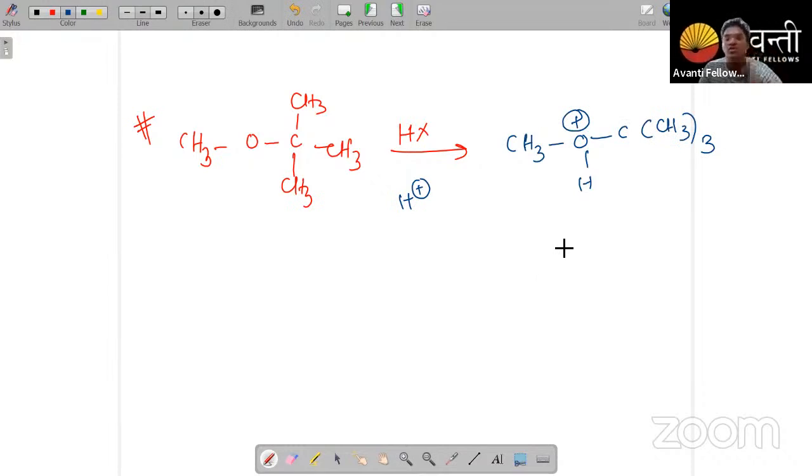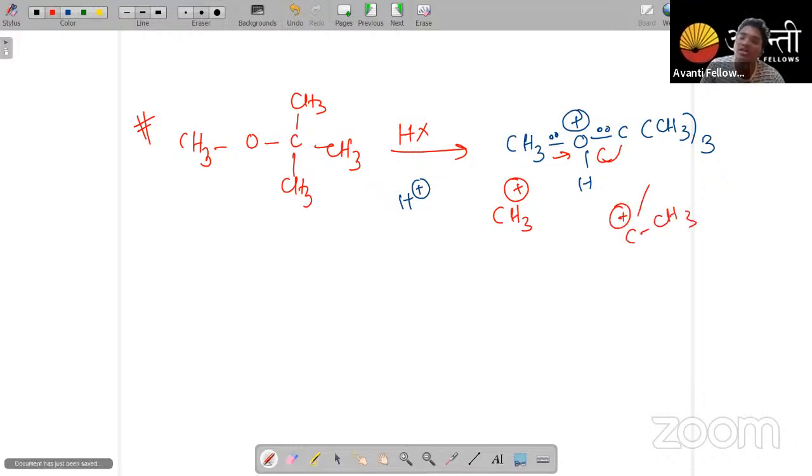Okay, now the question is, here also a shared pair is there, here also a shared pair is there. From where will the oxygen take the electrons? That is the biggest question. If it is taking from this one, you are going to get a methyl cation. But if it is taking from this carbon, you are going to get a tertiary carbocation.